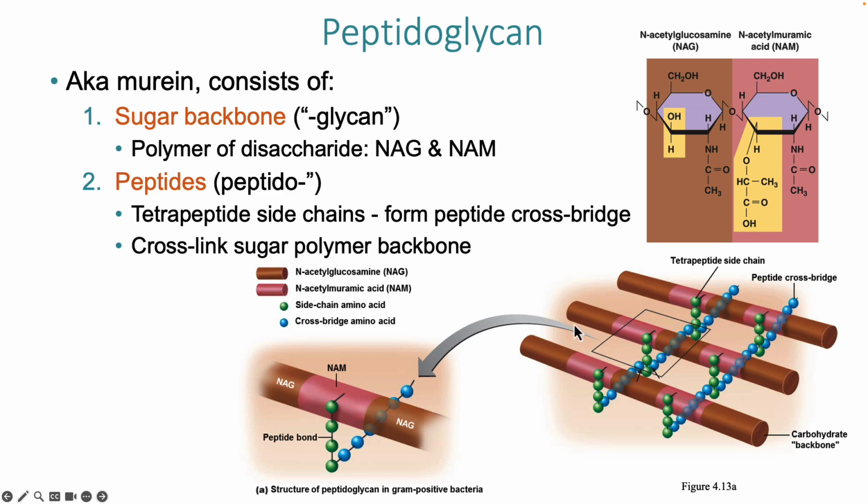Brown is supposed to represent N-acetylglucosamine, and pink is the N-acetylmuramic acid. The peptido part of peptidoglycan are these peptide cross-linking bridges. So you have these side chains that can come off and then attach to these cross bridges, and that helps to cross-link all of these different glycan bridges.